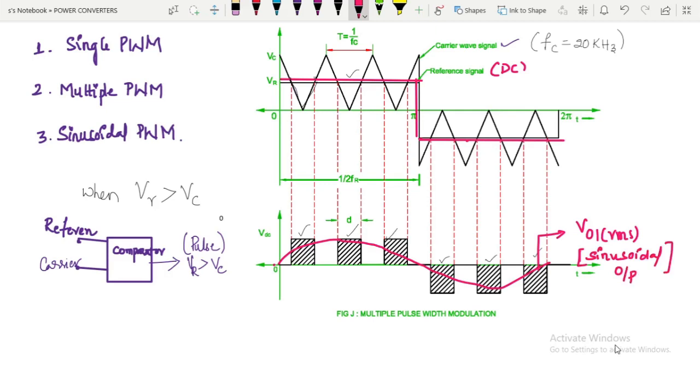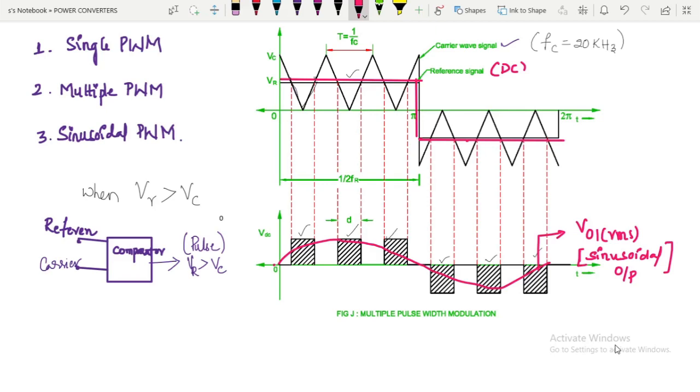Earlier we had one pulse for 180 degrees and we had harmonics of the order of third, fifth, seventh. Now we have somehow reduced the harmonics using pulse width modulation and we have managed to get the output as a sinusoidal waveform. Okay, so this is the advantage of pulse width modulation. This is about multiple pulse width modulation. Okay, with a single pulse, that will be single pulse width modulation.